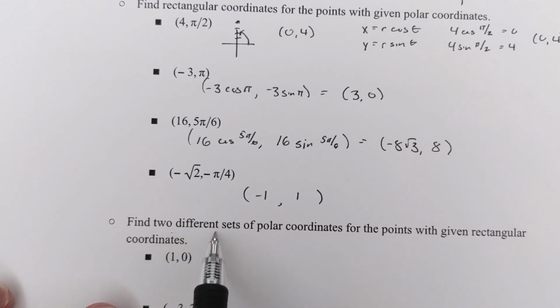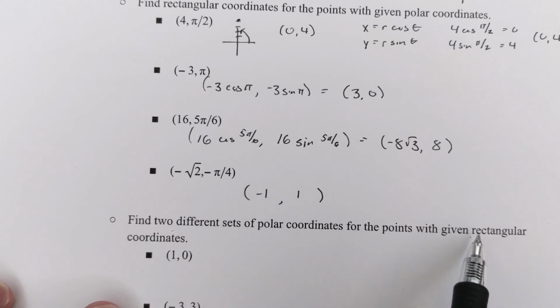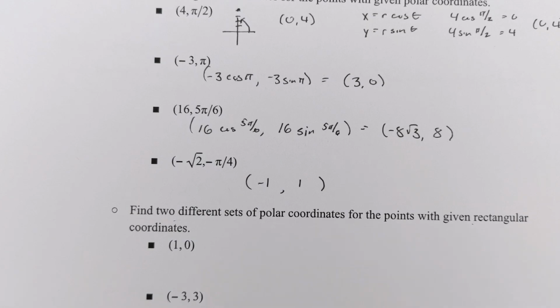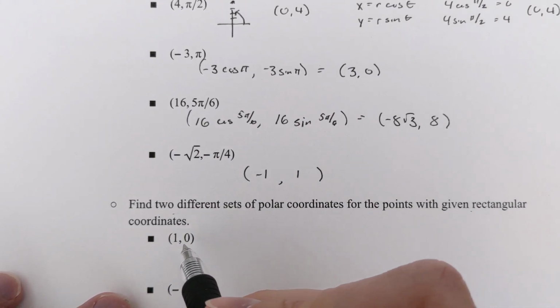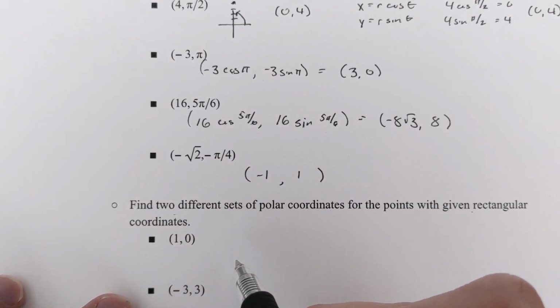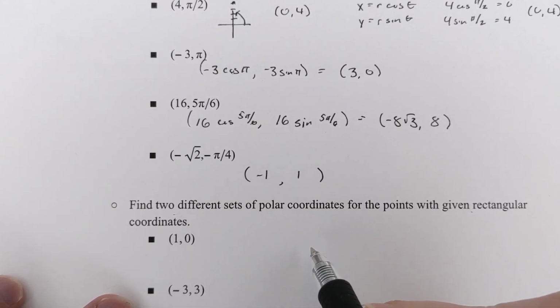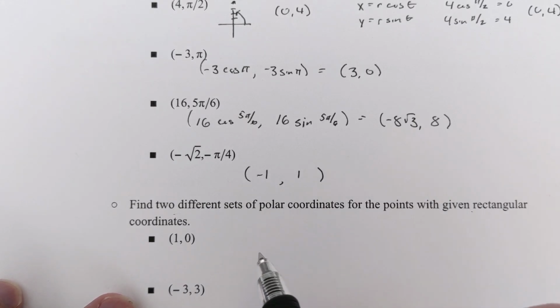Okay, find two different sets of polar coordinates for the points with the given rectangular coordinates. So this one works a little bit differently. There's two ways you can do two different sets. You can either add 360s or 2 pi's, or you can add 180 and change the sign on the r. So if you do a half circle, you flip the sign on the r.